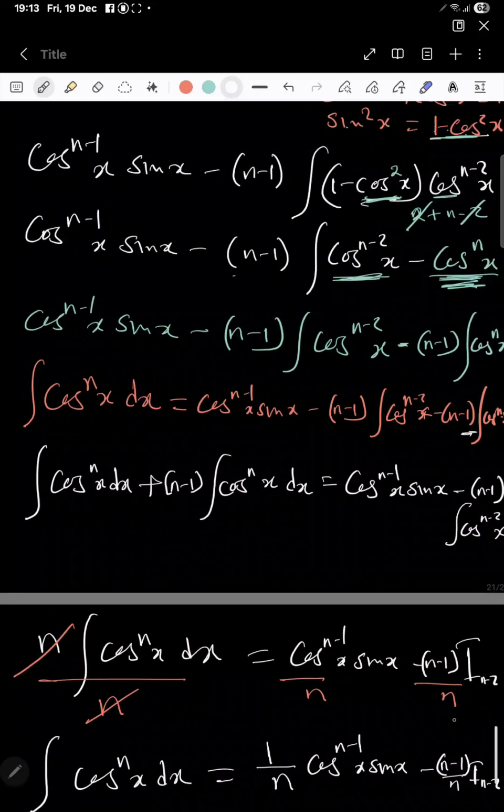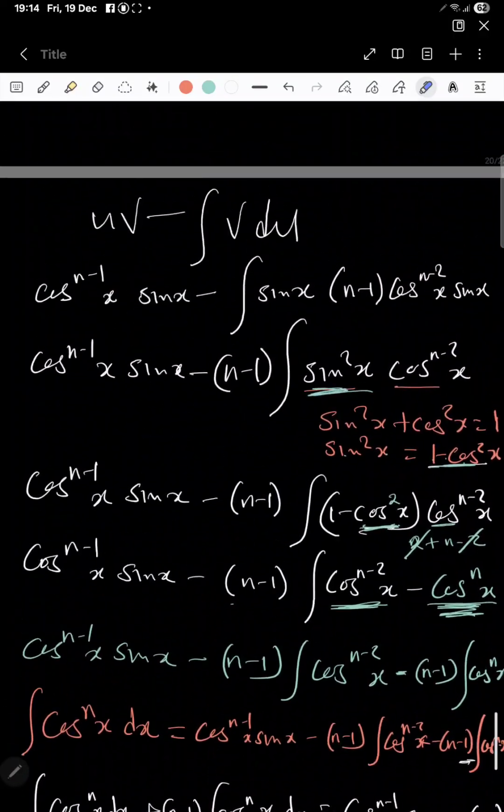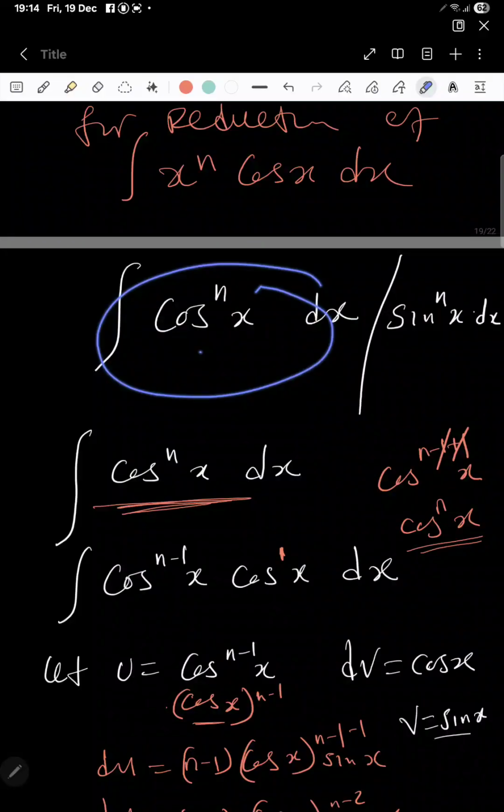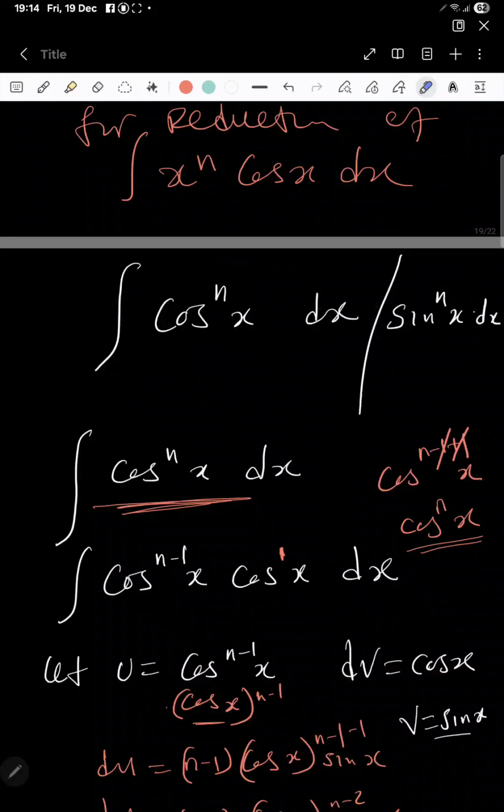Alright, so this is what we are going to have as our final answer, meaning that this becomes the formula for reduction of this form, which is cos to the power n x dx. The formula that we use is this one here. Alright, so that's how to derive the formula for reduction of this format. Now since we've derived this one, I want you to derive the one for sine.